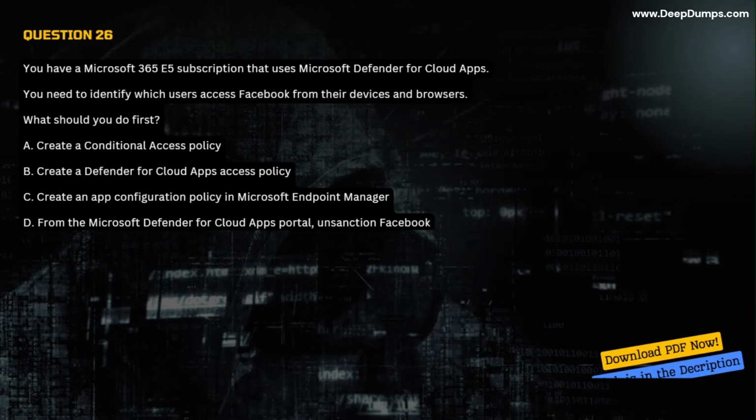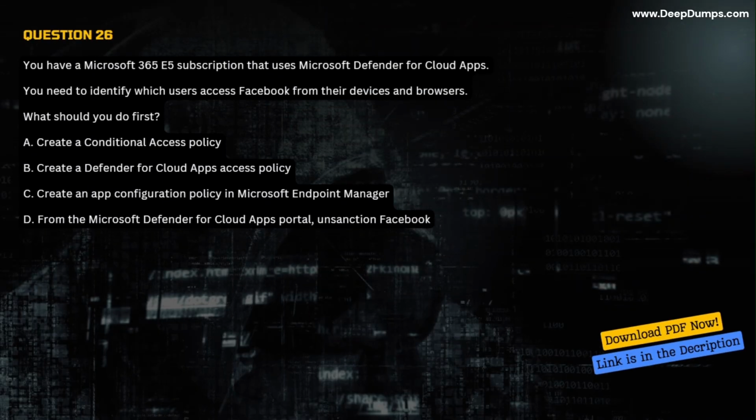Question 26. You have a Microsoft 365 E5 subscription that uses Microsoft Defender for Cloud Apps. You need to identify which users access Facebook from their devices and browsers. What should you do first? A. Create a conditional access policy. B. Create a Defender for Cloud Apps access policy. C. Create an app configuration policy in Microsoft Endpoint Manager. D. From the Microsoft Defender for Cloud Apps portal, unsanction Facebook.